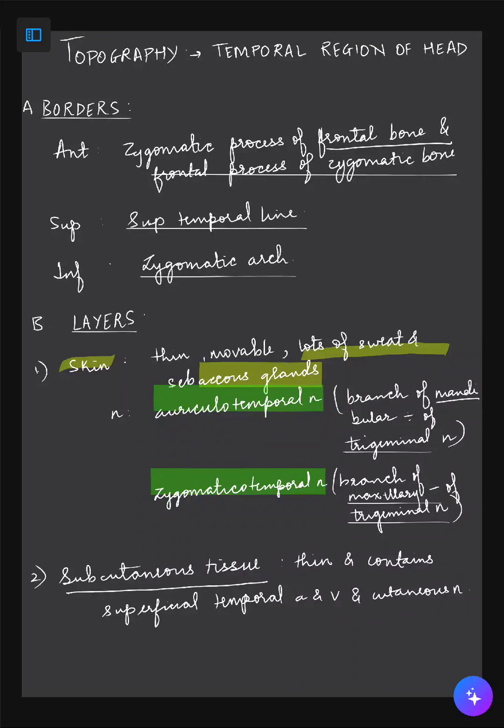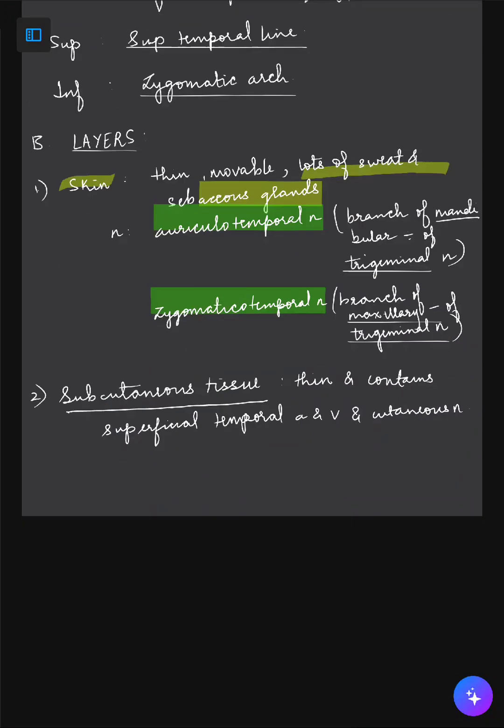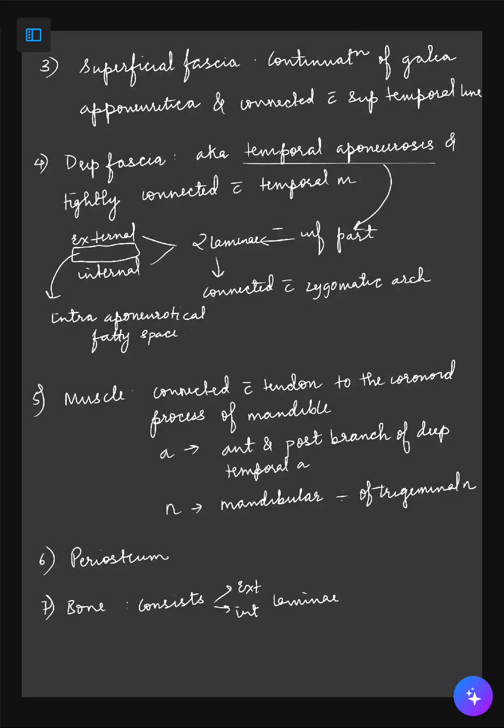Next is the subcutaneous tissue. Now subcutaneous tissue is thin and contains superficial temporal artery and cutaneous nerve. Third is the superficial fascia. Superficial fascia is continuation of galea aponeurotica. We also have seen that in the frontoparieto-occipital region. In this temporal region, superficial fascia also continues with galea aponeurotica and connects with superior temporal line.